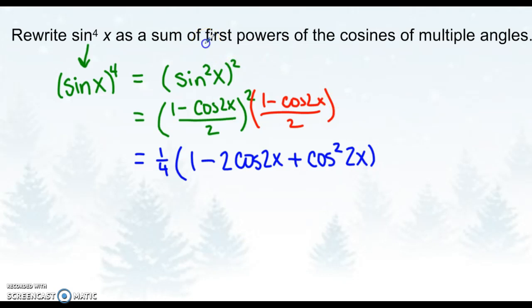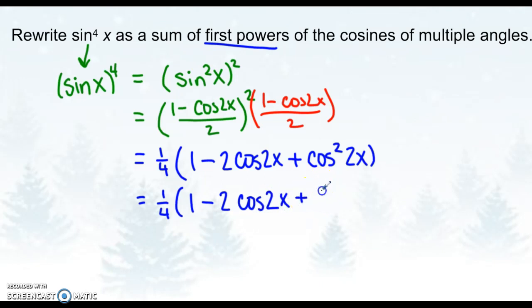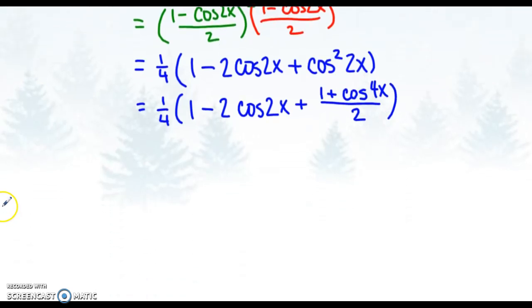Now it said first powers, so this is a problem right here. We want to get that to be a power of 1, so we're going to simplify that again. So we've got 1/4 times the quantity of 1 minus 2 cosine of 2x plus 1 plus the cosine, and it was double the angle, so double 2x is 4x, over 2. We're going to simplify and clean this up. So I'm going to get that fractional part distributed and see how much I can clean that up.